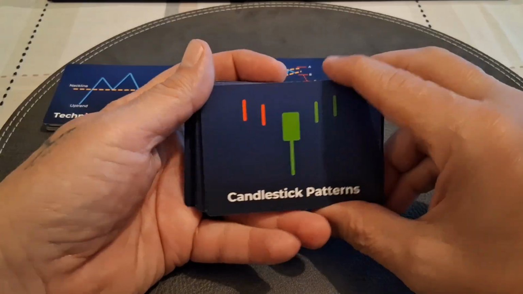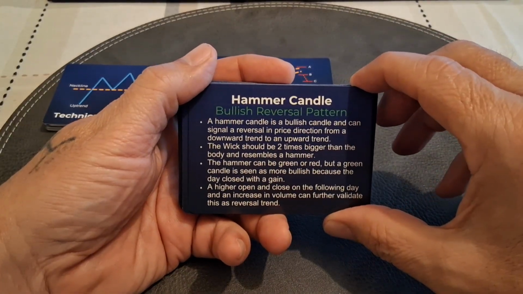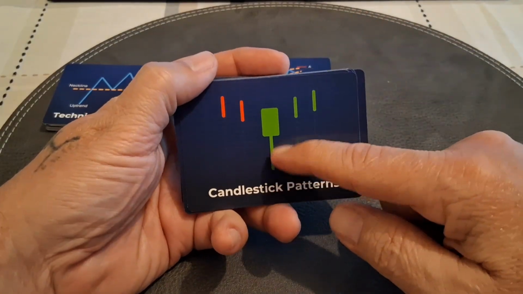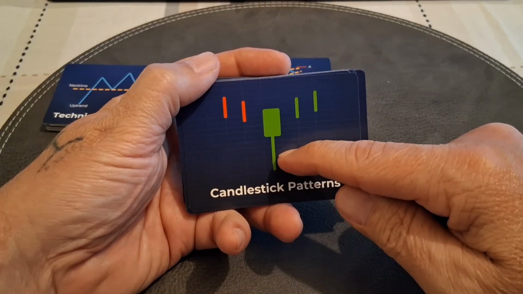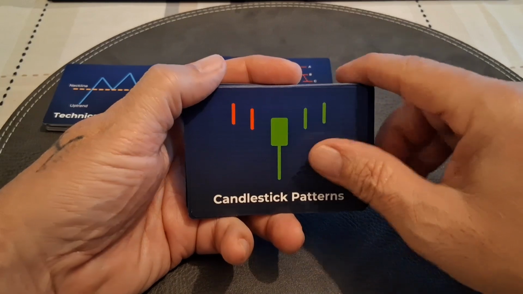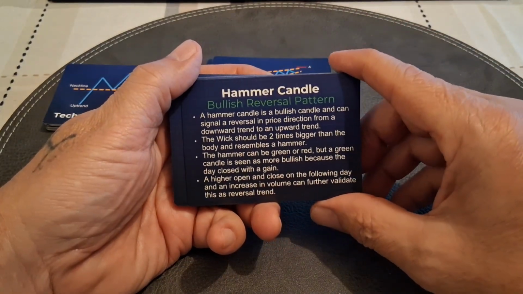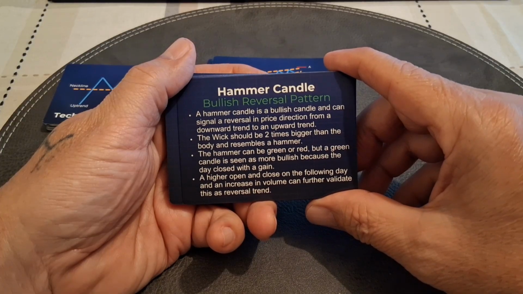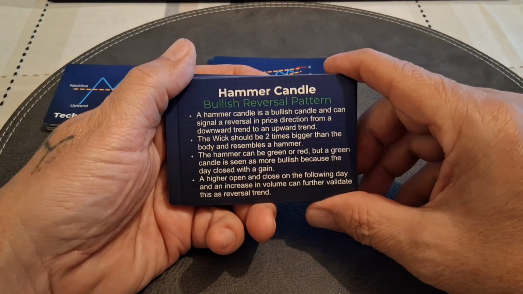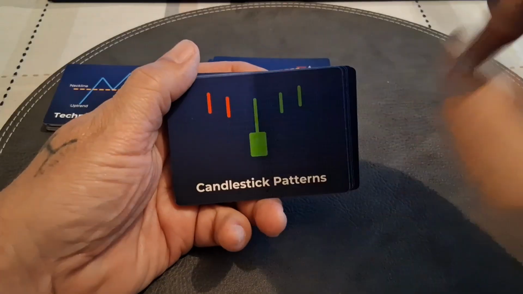There's one right there. That's the hammer. Check it out. Hammer candle, bullish reversal pattern. If you see the hammer candle, usually the candlestick right here is gonna be about 2 times the size of the body. Boom, boom, and it's usually representing going up. A hammer candle is a bullish candle and can signal a reversal in the price direction from a downtrend to an uptrend. The wick should be 2 times bigger than the body and resembles a hammer.